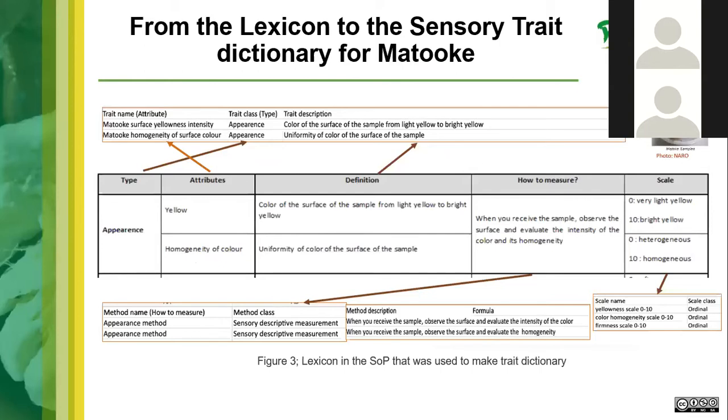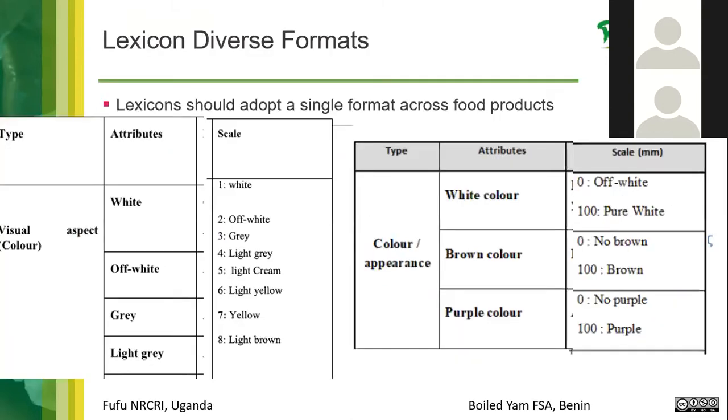For example, what we are calling the type in the trait dictionary is the trait class. What we are calling an attribute here in the trait dictionary is the name. What we are calling a definition in the trait dictionary is a trait description. So several changes were made, wordings were interchanged, and this is what I'm trying to really show.